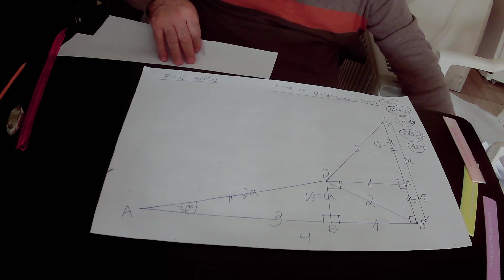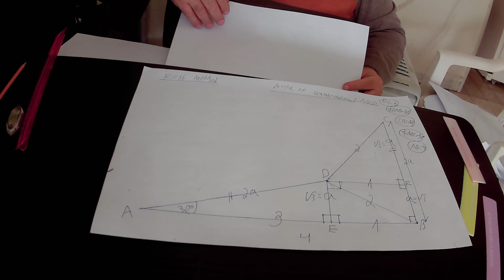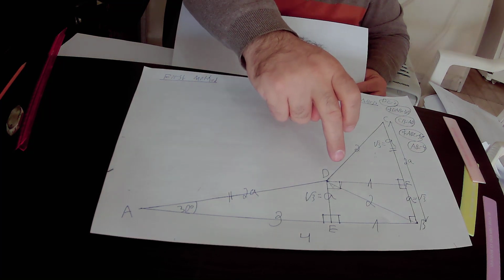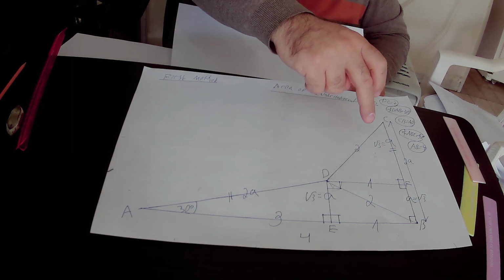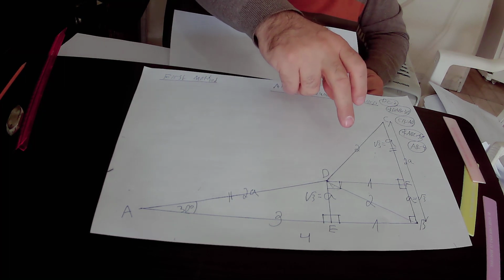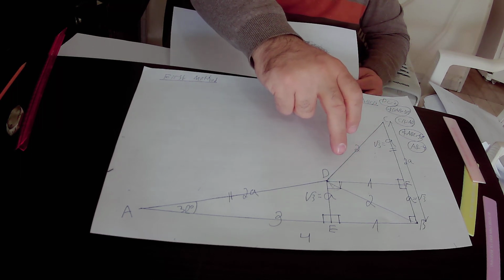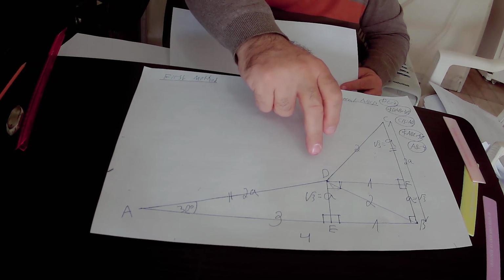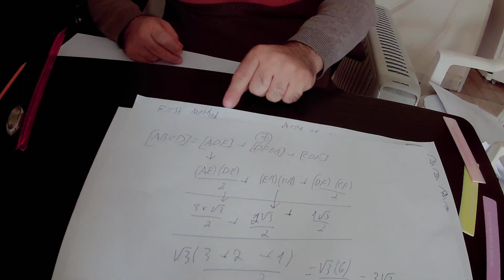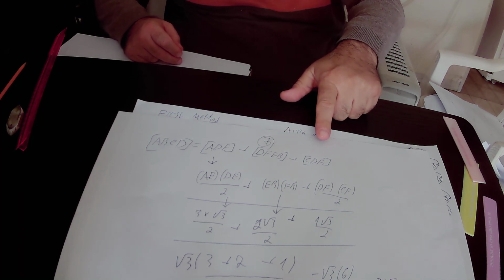Now we can easily find out the area of quadrilateral ABCD. Quadrilateral ABCD consists of triangle ADE and also rectangle DFEB and also triangle DCF. Therefore, the sum of the areas of those 3 figures will be equal to the area of quadrilateral ABCD. So the area of quadrilateral ABCD equals the area of the right triangle ADE plus the area of rectangle DFEB plus the area of the right triangle CDF.